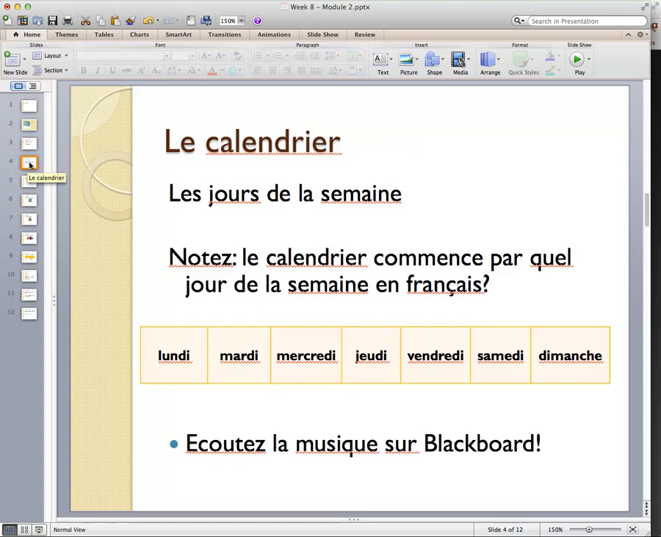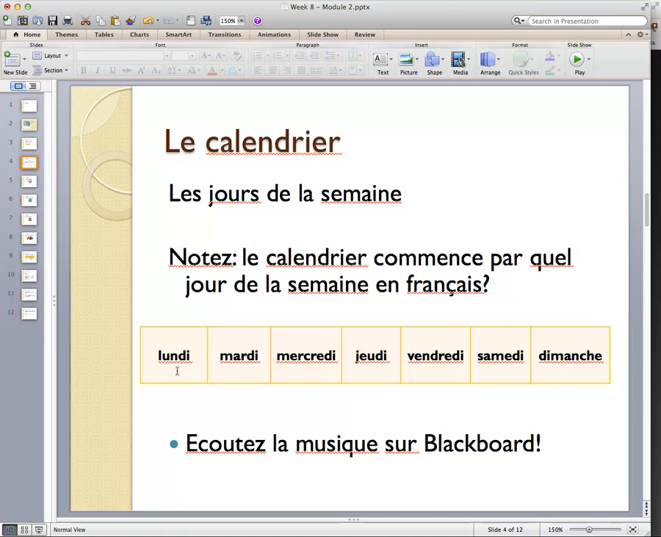In French, the days of the week start on Monday, not Sunday like in English. So, the days of the week in French are lundi, mardi, mercredi, jeudi, vendredi, samedi, and dimanche.